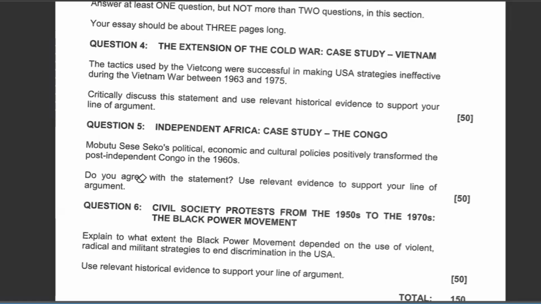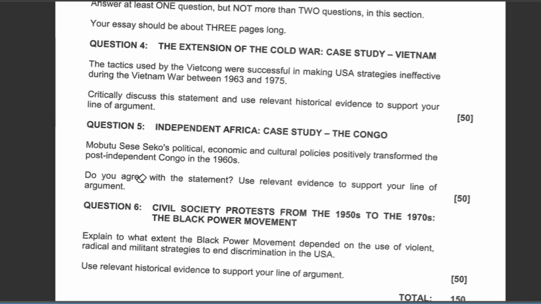Why am I saying so? I will highlight some of the evidence that I'm going to use in the discussion. Under political, I will highlight that Mobutu created an autocratic state. The creation of an autocratic state is my argument, which I will support, that it was not working in favor of the post-independent Congo. Then on economic, I can point out kleptocracy as one of his policies. He implemented kleptocracy policies.